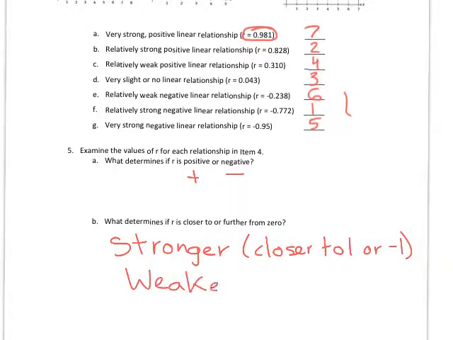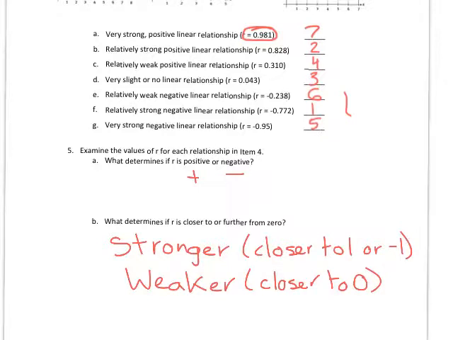The weaker it is, the closer to 0. Okay? So if you had a correlation coefficient of negative 0.75, that would be a negative relationship, and it's relatively strong, right? If you had a correlation coefficient of 0.18, that would be a very weak correlation, right? Because it's closer to 0, and it would be positive because it's a positive number, okay?